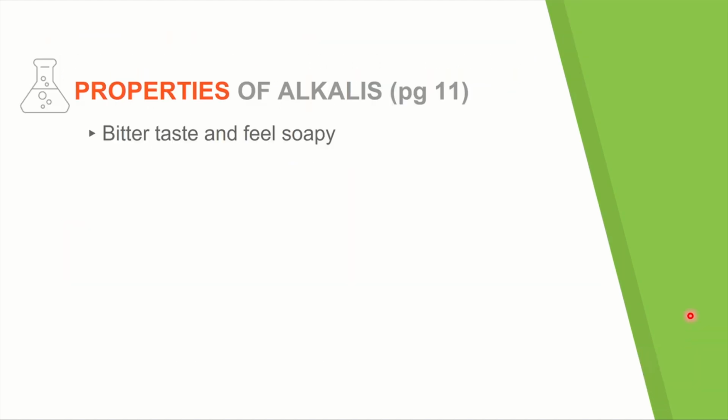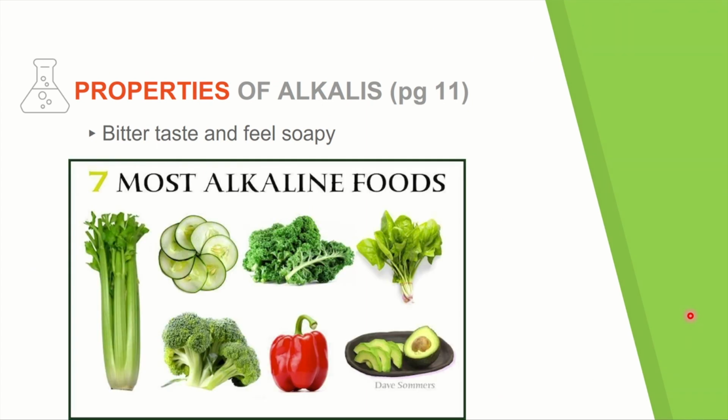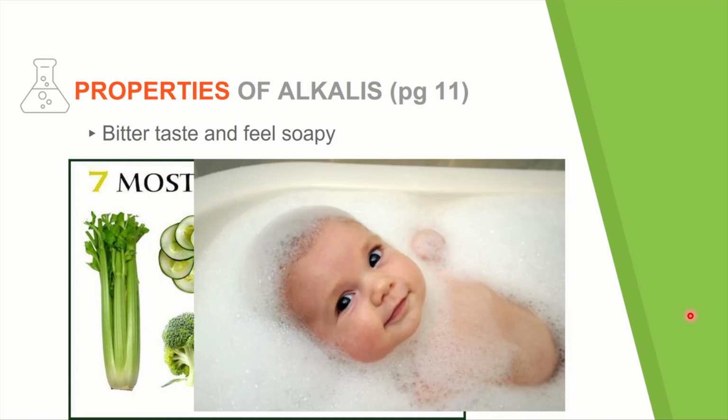Now, properties of alkali. Alkalis are found in vegetables. In fact, these are the seven most alkaline foods, with the highest content of alkali. They are bitter and have a soapy feel. I would like you to go home, or if you're at home now, take a look at your soap and your shower gel. They should contain alkali, and because of this alkali, it creates this very soapy feeling.